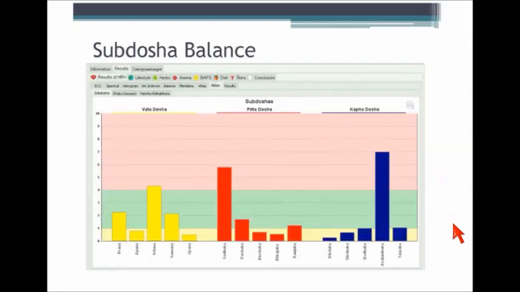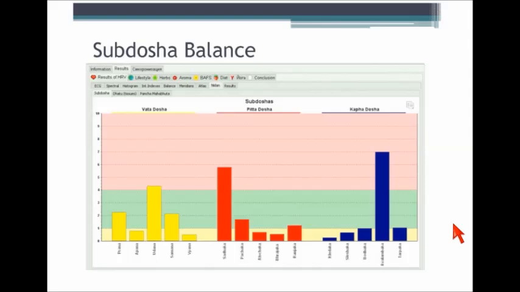Currently, VedaPulse software and hardware kit is able to evaluate 6 levels of pulse out of 7. In particular, we can evaluate the state of Subdosh.